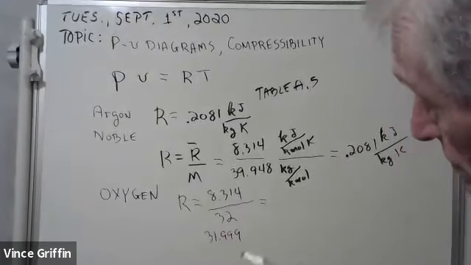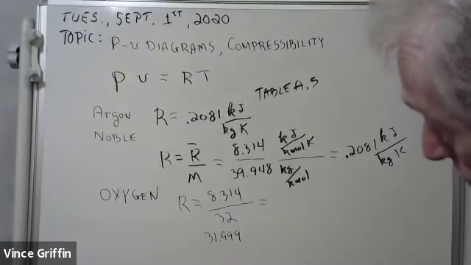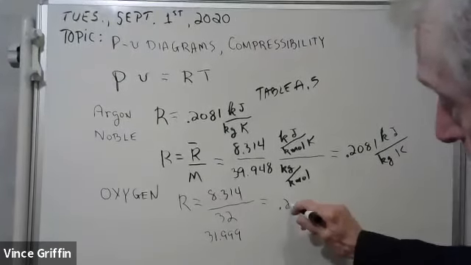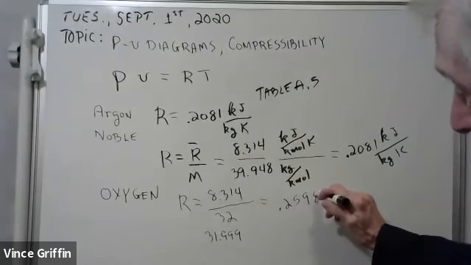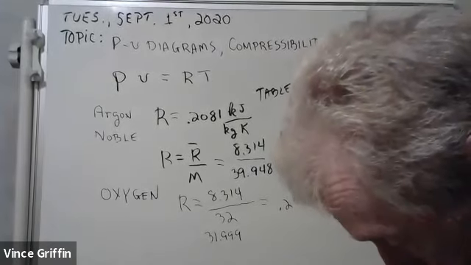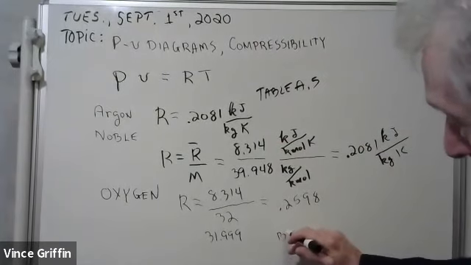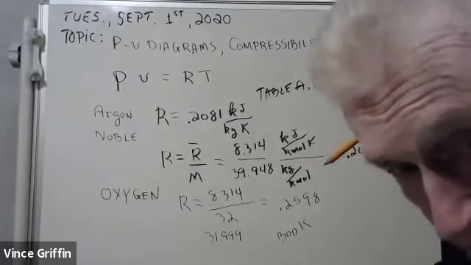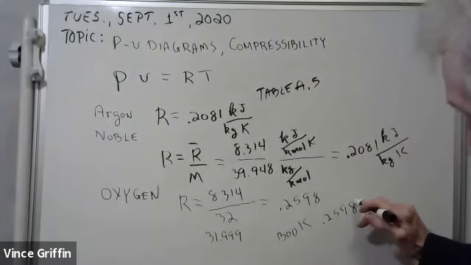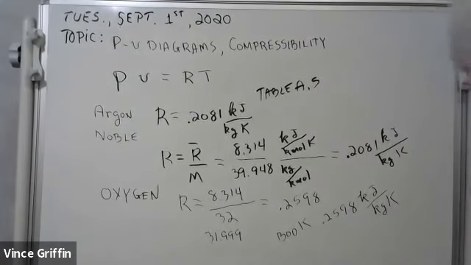Molecular oxygen is 32. You could get the gas constant by going 8.314 divided by 32, and you get 0.2598. Now let's see what it is if you looked it up. Oxygen. Well, if you look up oxygen in the book, there we go. It's 0.2598. Of course, now you know the units. It's kilojoules per kilogram Kelvin. Ta-da.